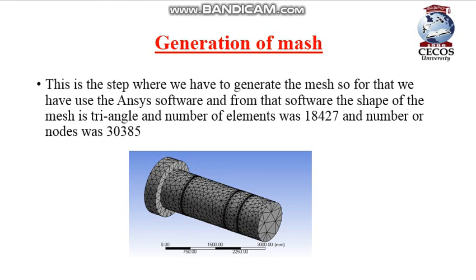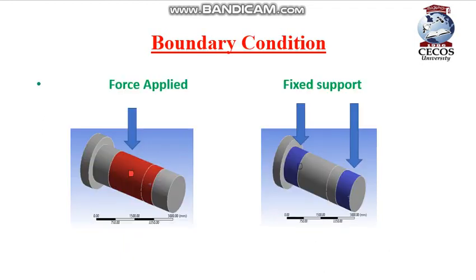And from the ANSYS software, what we have got is that there are 18,427 elements in our mesh, and the mesh type is triangle. And we also have nodes over here, which is 30,305. So let's move to our next slide.